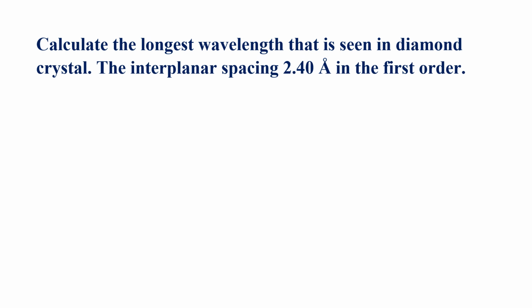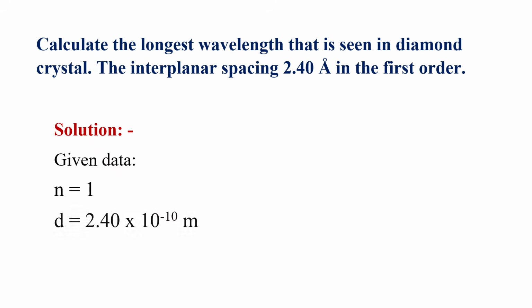Now here another example is given. Here it is asked to calculate the longest wavelength that is seen in the diamond crystal. The interplanar spacing in this case is 2.40 angstrom, and that is in the first order. So while writing the solution, first we will give the given data. n is equal to 1. d is provided, 2.40 into 10 to the power minus 10 meter, and it is asked to calculate lambda max.